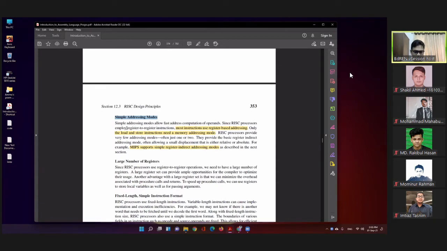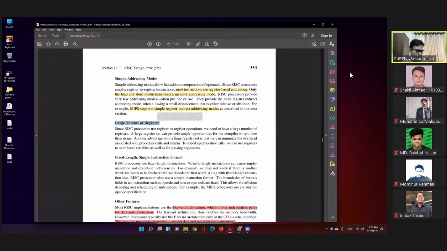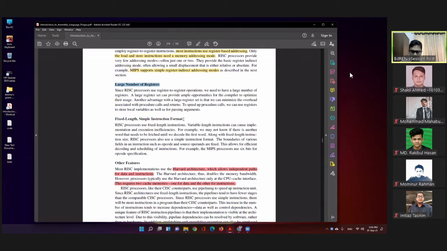The fourth one is the large number of registers, because this type of processor uses registers for most of its tasks. That's why the number of registers is higher compared to other types of processor. That is the fourth one. The fifth one is the fixed length of the instruction. Whatever instruction you write in these types of processor, the length of the machine language code will be the same, whereas the CISC processors have different lengths for different types of coding. Okay, that is the fifth one.